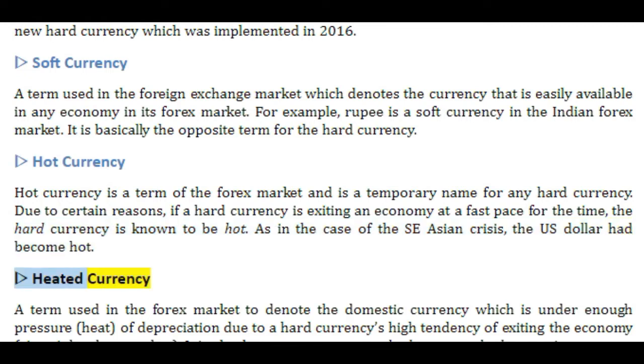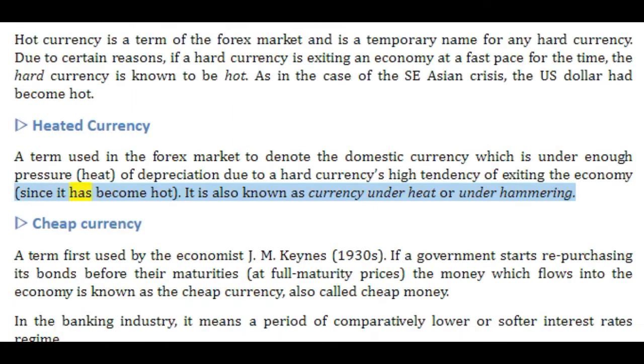Heated currency. A term used in the forex market to denote the domestic currency, which is under enough pressure, heat, of depreciation due to a hard currency's high tendency of exiting the economy, since it has become hot. It is also known as currency under heat or under hammering.